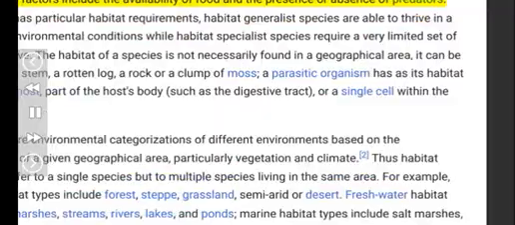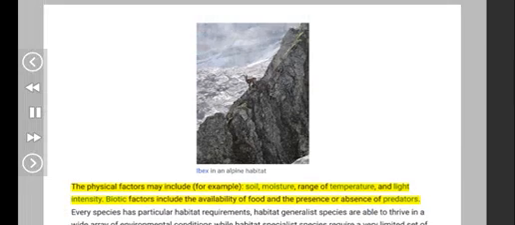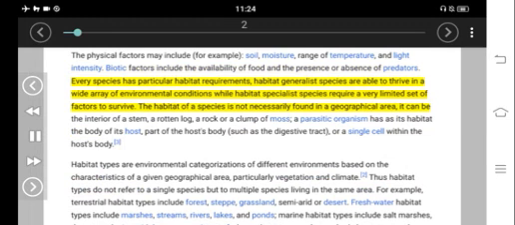The physical factors may include, for example, soil, moisture, range of temperature, and light intensity. Biotic factors include the availability of food and the presence or absence of predators. Every species has particular habitat requirements. Habitat generalist species are able to thrive in a wide array of environmental conditions, while habitat specialist species require a very limited set of factors to survive.